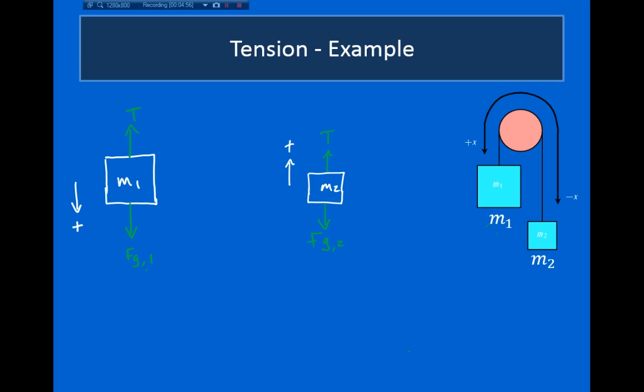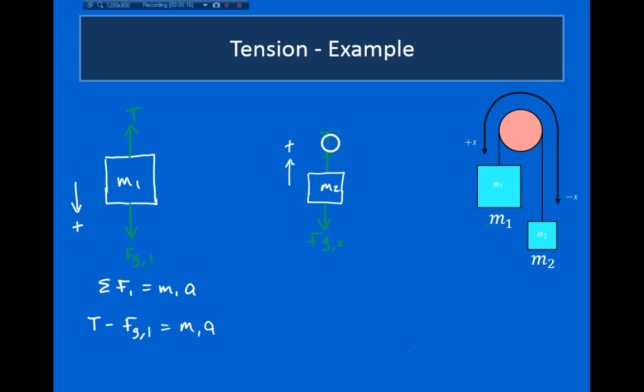So from here I can apply Newton's laws to each of these masses separately. So here we have the net force acting on mass 1 is equal to mass 1 times acceleration. So this is tension minus the force due to gravity on box 1 is equal to m1 times acceleration.